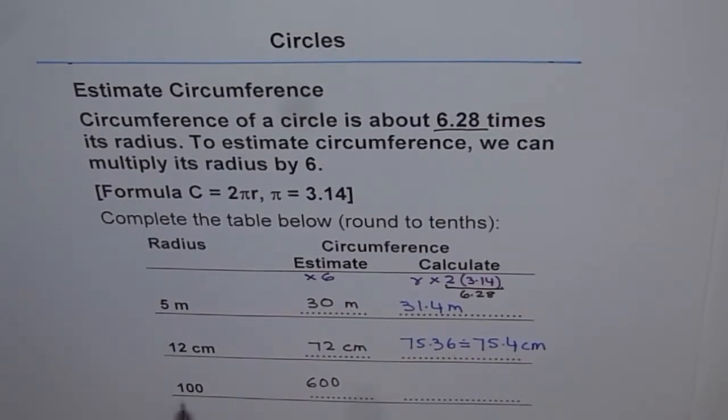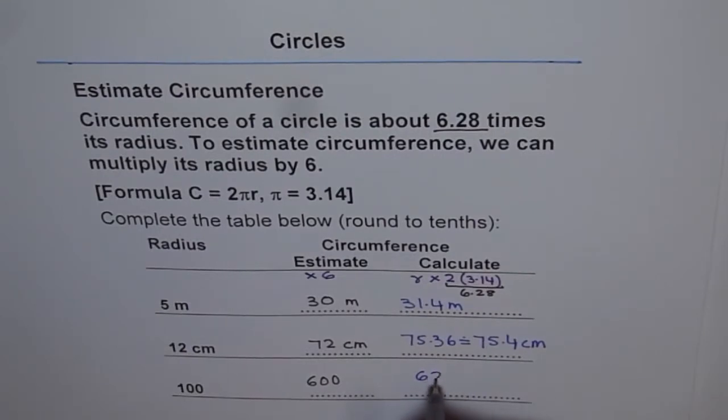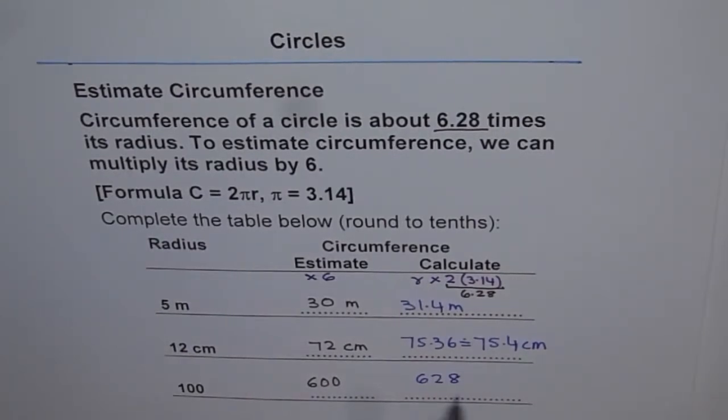Now let's calculate for radius of 100. 100 times 6.28 will be moving decimal two places. So we get 628, correct? So that is the calculated value for radius of 100.